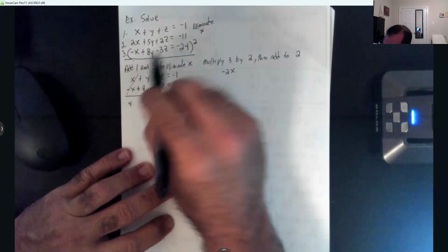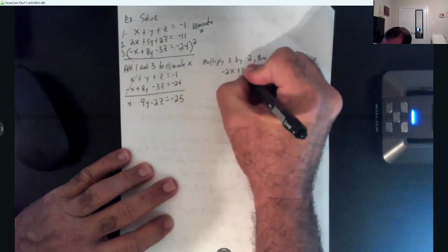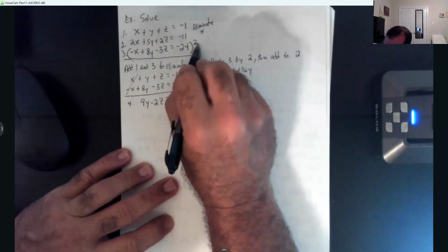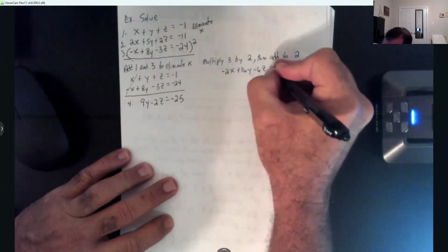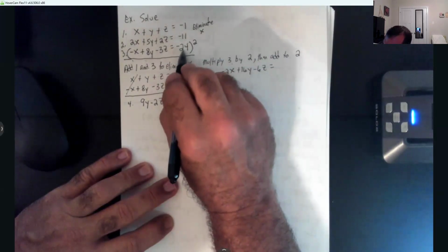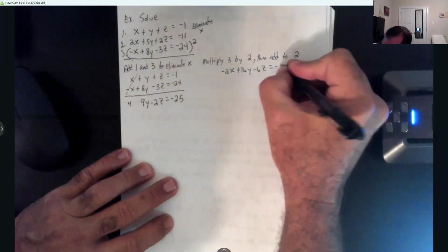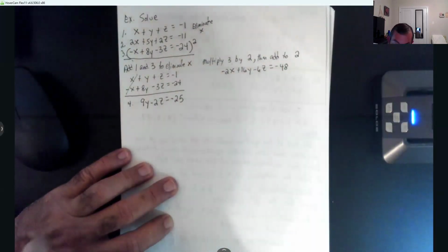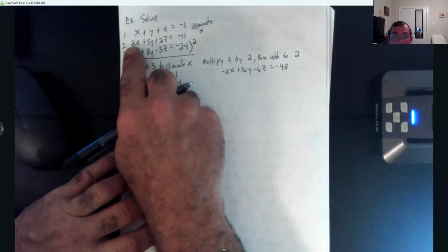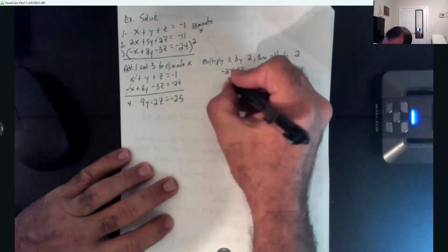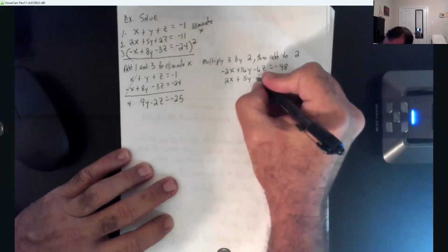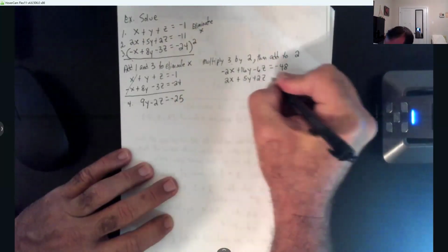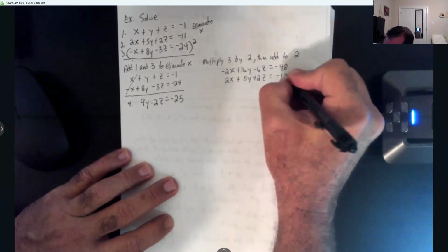2 times 8 is 16Y. 2 times -3 is -6Z. And then 2 times -24 is -48. I didn't change row 2. I'm just going to bring it down. 2X plus 5Y plus 2Z equals -11.